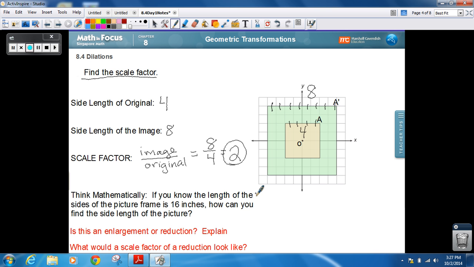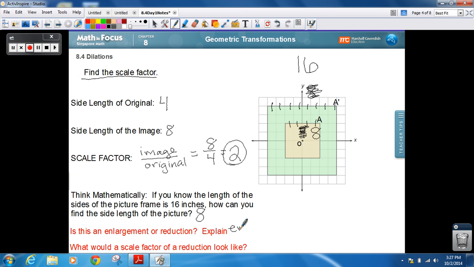Okay, the question says, if you know the length of the sides of the picture frame is 16 inches, how can you find the side length of the picture? So the picture frame is the outside. It is saying that in our new example it is 16. Using the information that the scale factor is 2, how could you figure out the side length? Well, the scale factor of 2 means this enlargement is 2 times larger. Well, 16 divided by 2 is 8. So the side length of the picture would be 8 if the picture frame is 16 with a scale factor of 2.